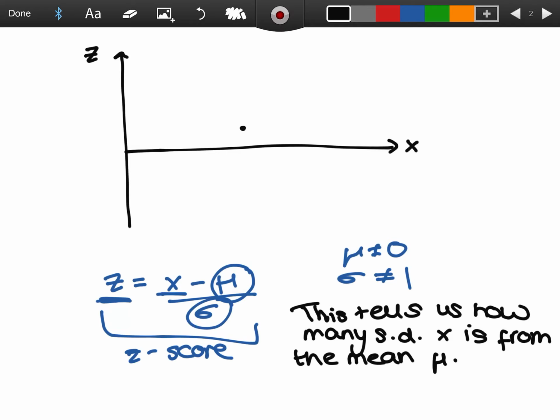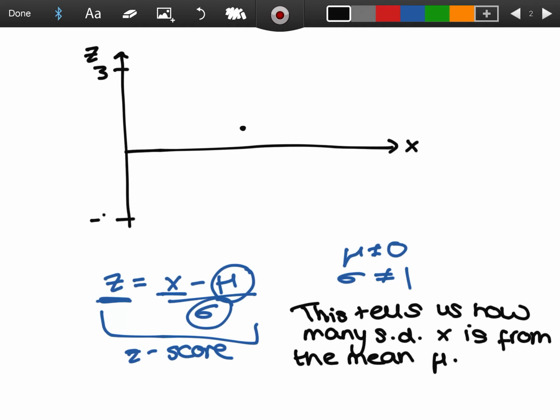Now we know, just mathematically, we've done this before with the empirical rule, that most of my data points, in fact roughly 99.7% of my data points, should lie within 3 standard deviations of the mean. That tells me that if I follow a normal distribution, most of my data points should be within 3 standard deviations of the mean.